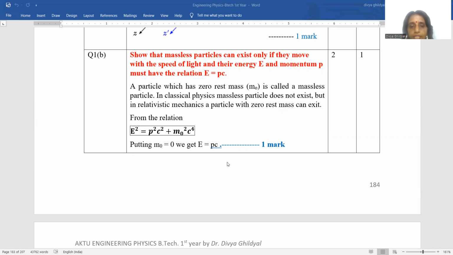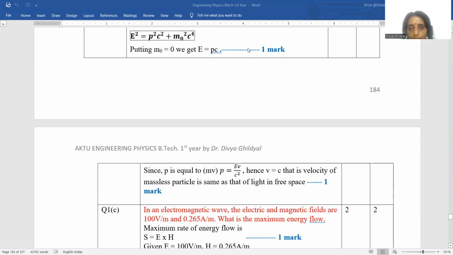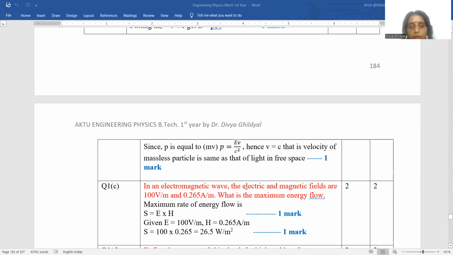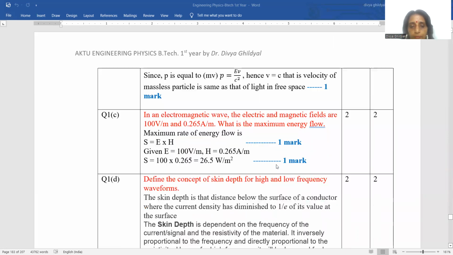So I will be getting 1 mark for deriving this expression and 1 mark if I show that if P is equal to momentum mv and V is equal to C, that is, the velocity of the massless particle comes out the same as the speed of light in free space.